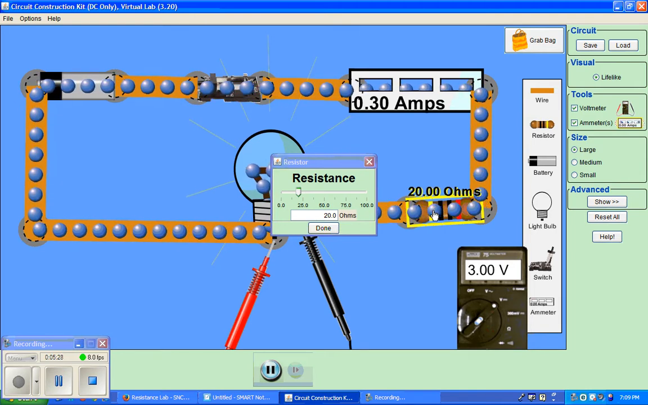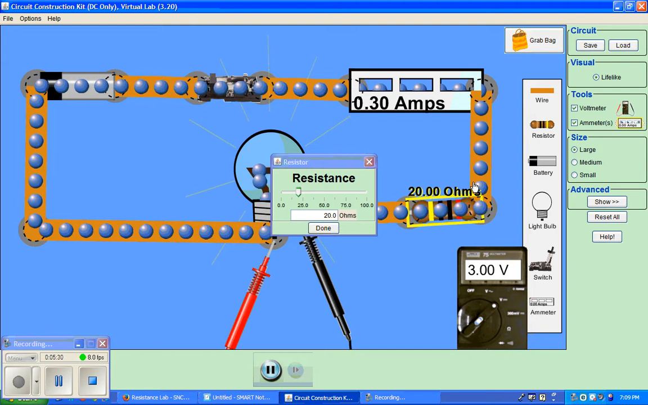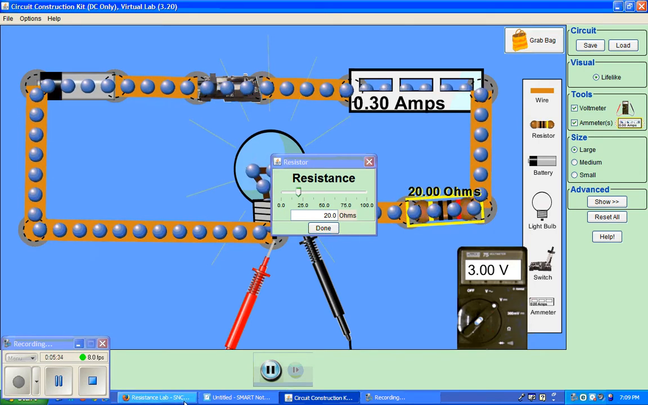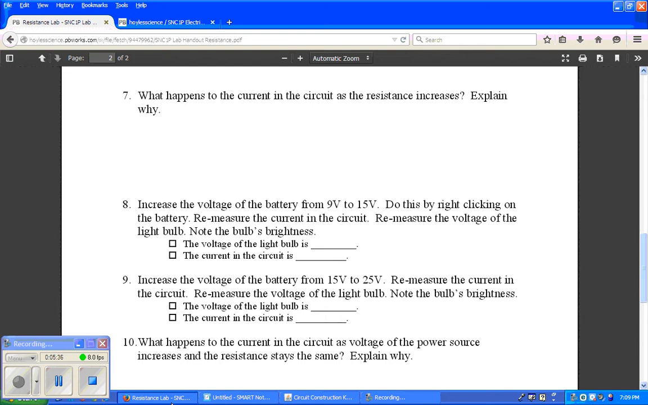And so as you push back on these electrons, trying to keep them going from here to the light bulb, then our flow of electrons is going to go down. Our current is going to go down, okay?